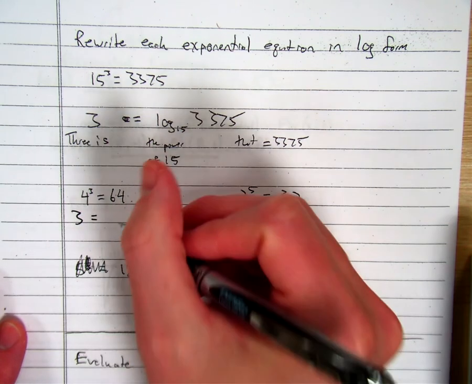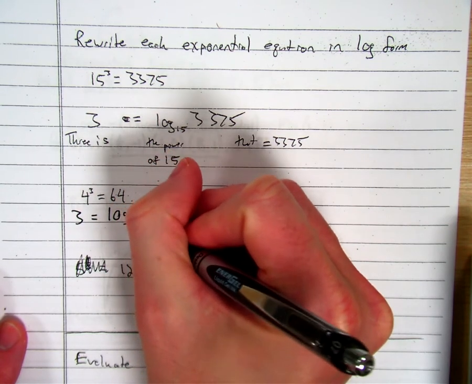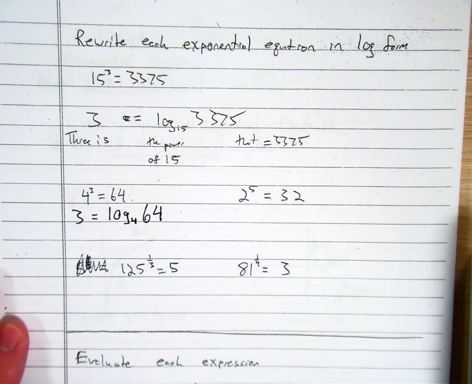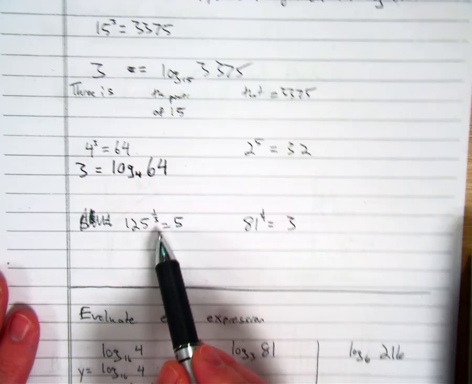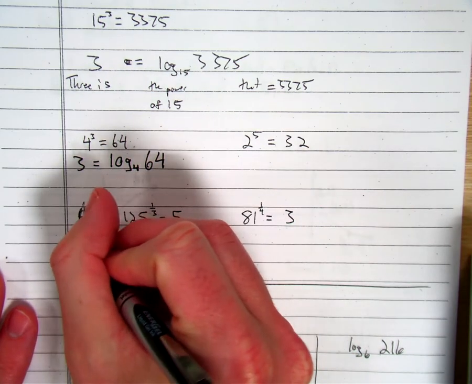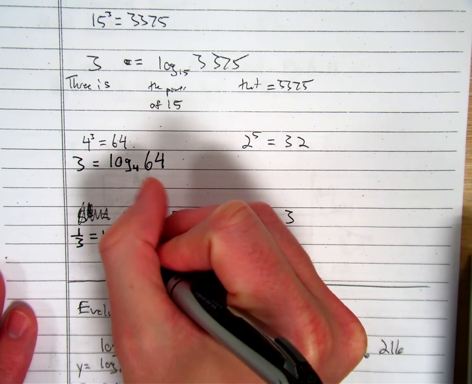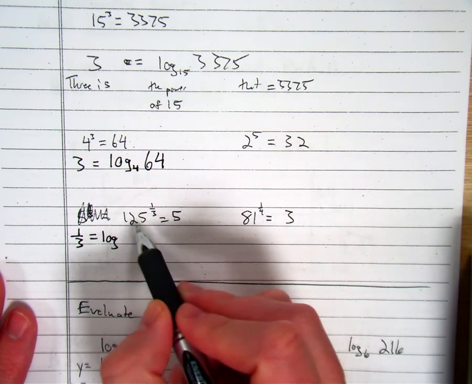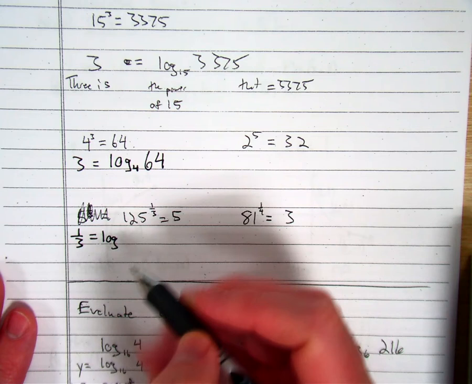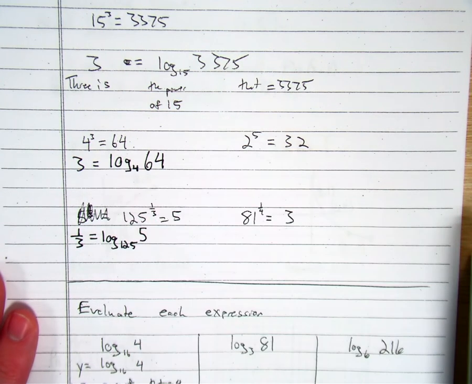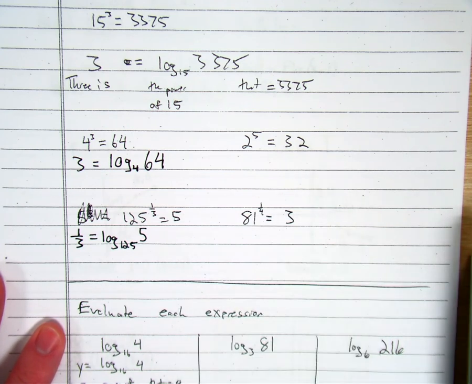3 equals, same base number, log base 4 of 64. Okay, should we do one more? Let's do one more. Let's do the fraction one. The exponent is the answer. 1/3 equals log base, same base. This is the base of the exponent, so this is going to be the base of the log. Log base 5 of 125. Okay, go ahead and push pause and give these a shot.